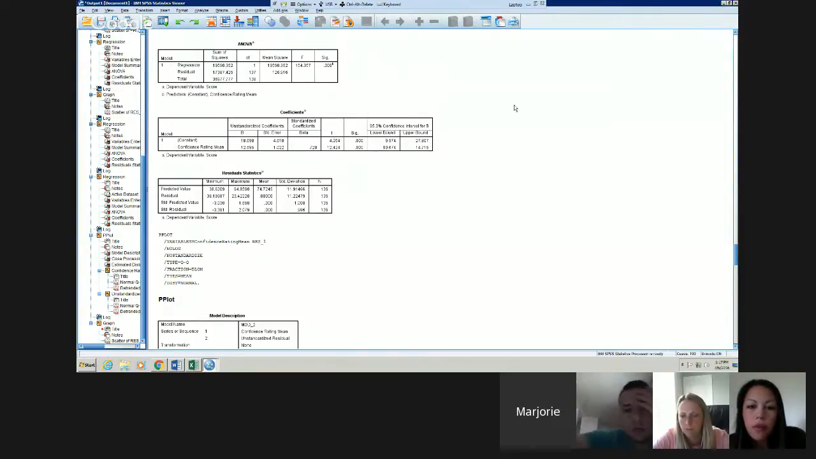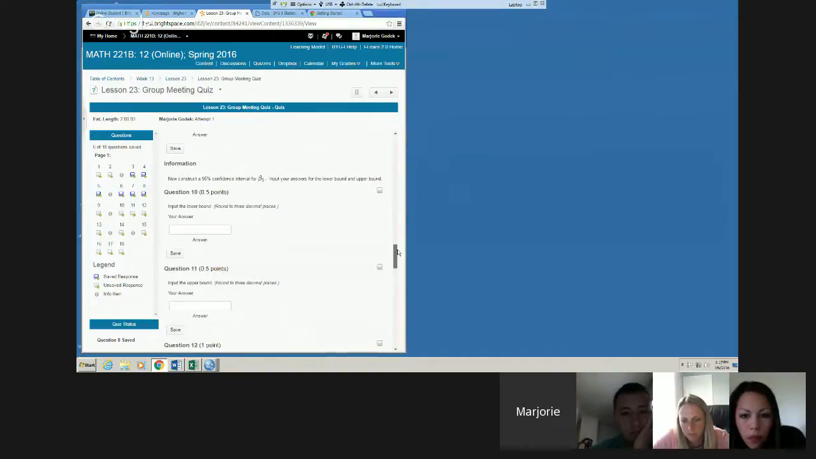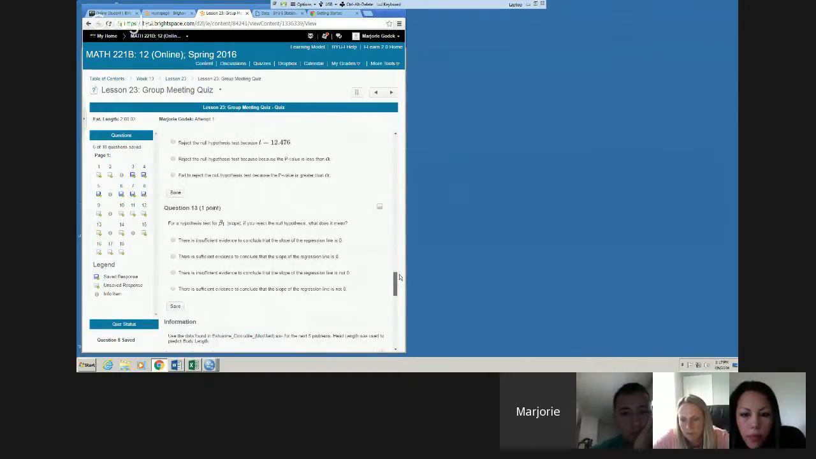All right. Is there another question that can be answered here? 13. If you reject the null, you have sufficient evidence to conclude that the slope of the regression line is not 0, or the slope is 0. Which one did you do, B or D? I'm going to look at the question again. If you reject it and it's not 0. If there's insufficient and there's not? No, it's D. There is sufficient and it's not.